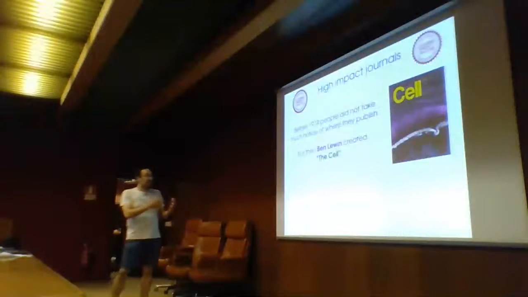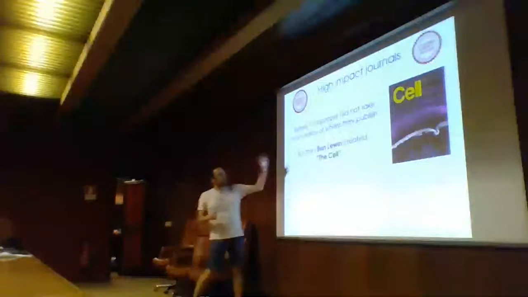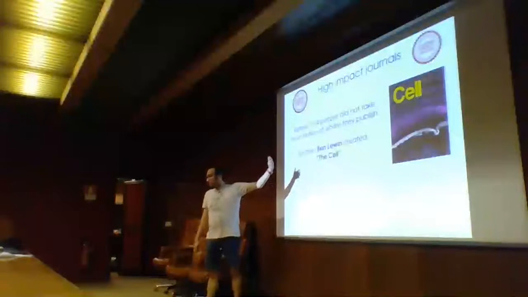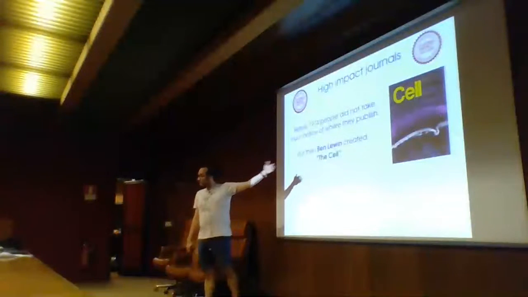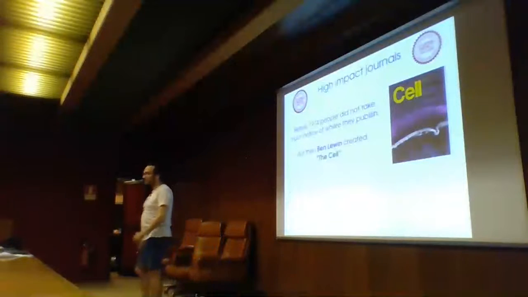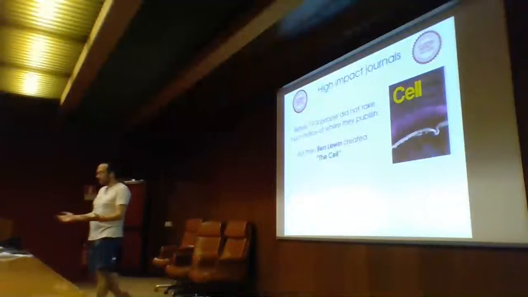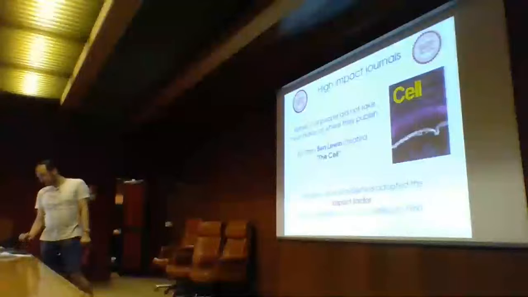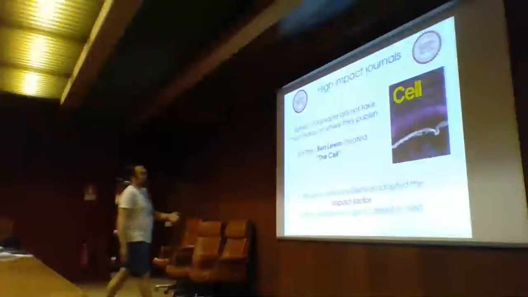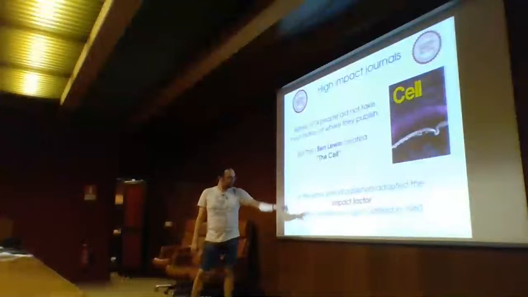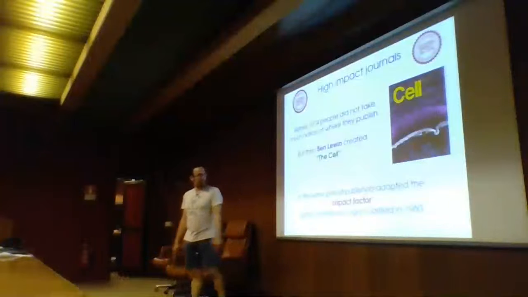So it was the first time that an editor discarded more articles than he published. It was the first time that someone did it. And he was very successful. He created the high impact factor journals. And from the same period, people also started to use the impact factor metric that was created in 1960 by Eugene Garfield.